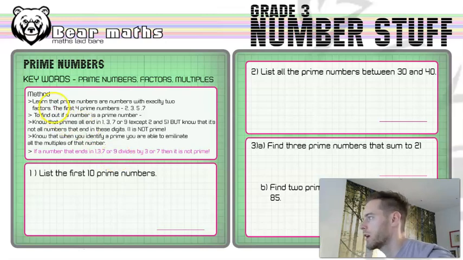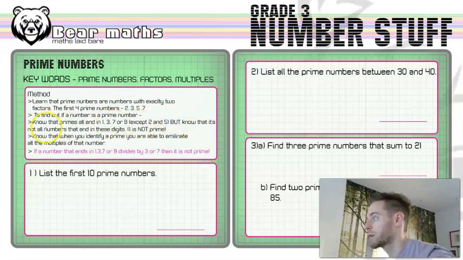Now, you've got to learn that prime numbers are numbers with exactly two factors. You've got to learn the first 10, I'd say. I've listed the first 4 there. You've got to know how to work out what a prime number is, and this is how you do it. Know that all prime numbers end in a 1, a 3, a 7, or a 9, with the exceptions of 2 and 5, right? 2 and 5 are the only primes that do not end in those digits.